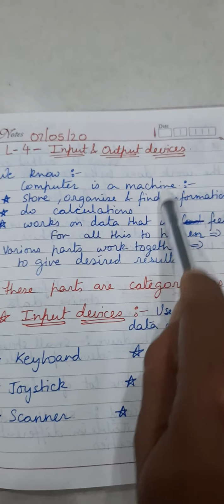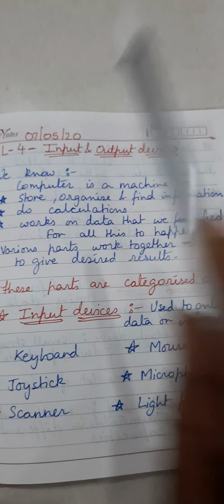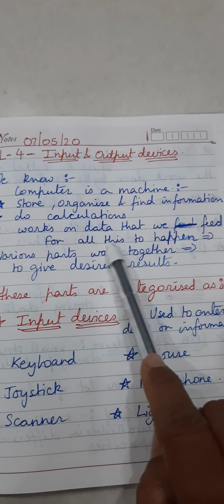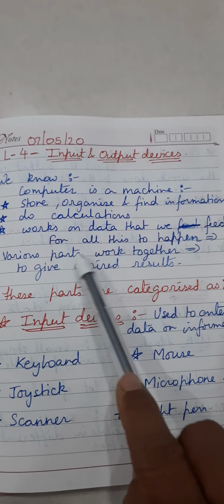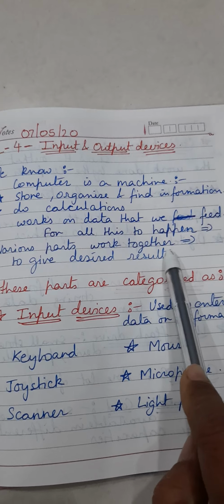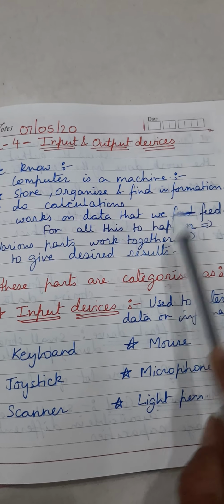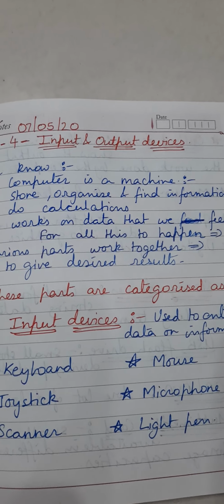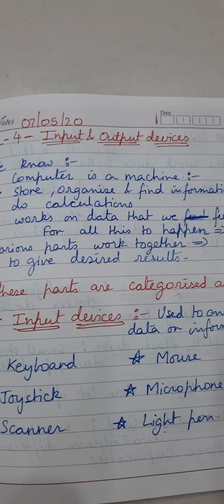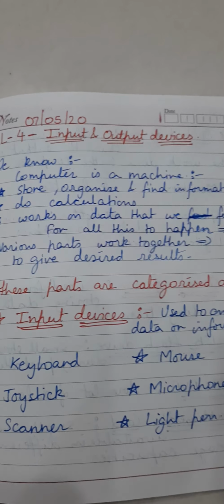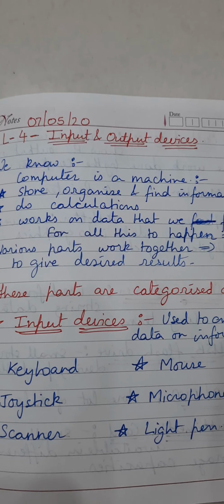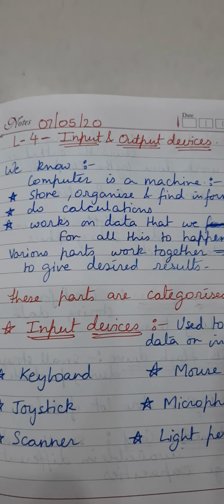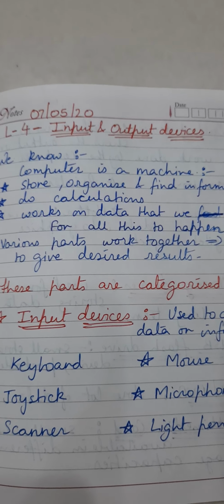So for all this and many more things that a computer does, what has to happen? For all this to happen, there are various parts which work together to give us the desired result. In itself, a computer is a useless machine. It needs many parts to work properly, so that they work together and give us the desired output.